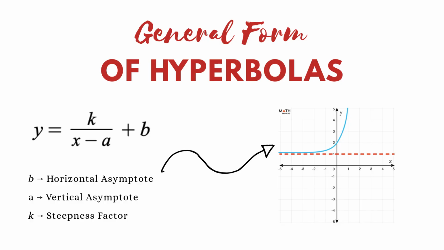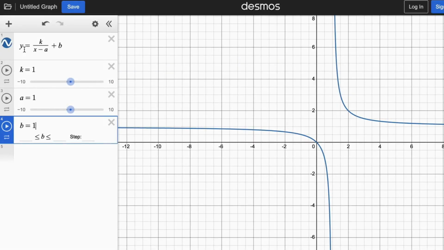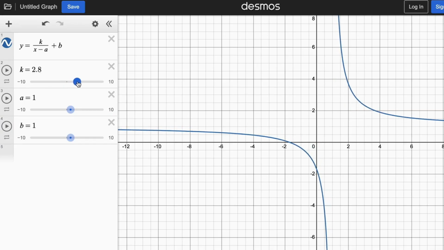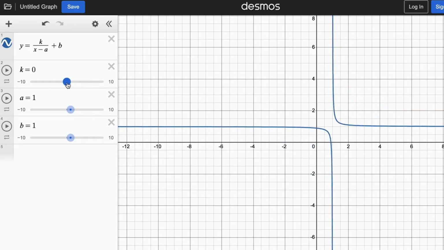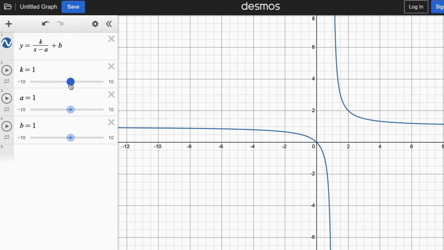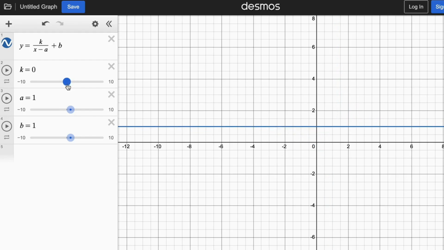Now let's look at this graph on Desmos so that we can visualize how each of these variables controls the form of our hyperbola. Our k, as you can see, is controlling how close our hyperbolas are together. As soon as it reaches 0, we're dividing by 0, so y just becomes the value of b, because this whole bit becomes 0 and b is 1, so we get a line at y is equal to 1.